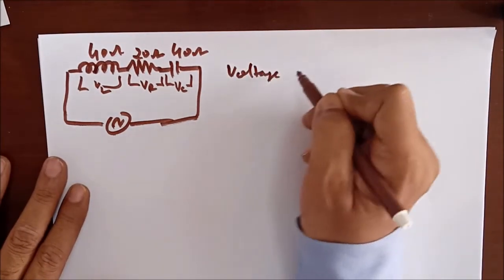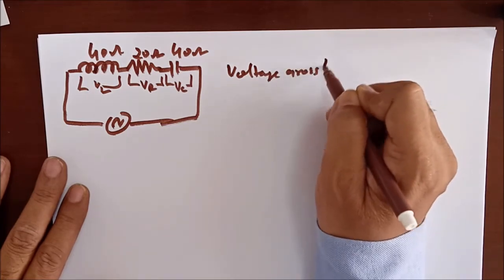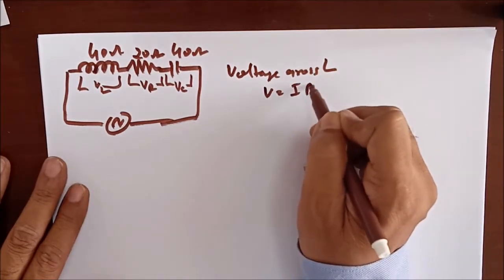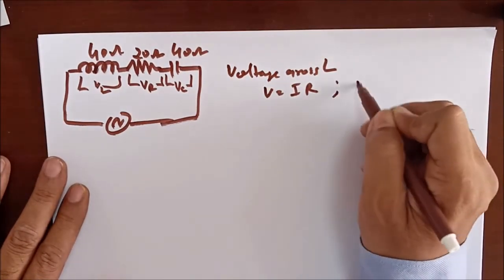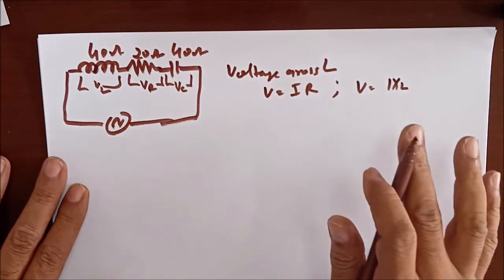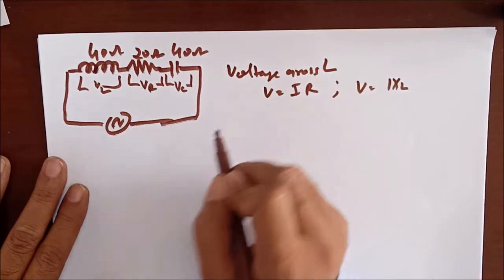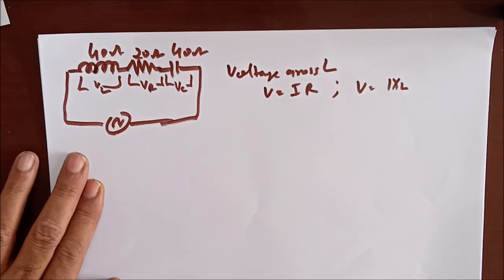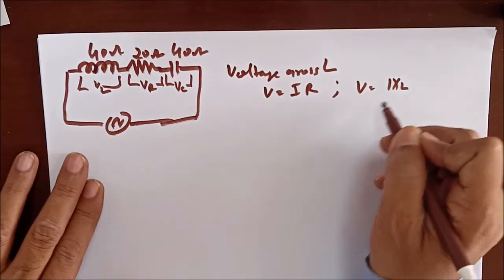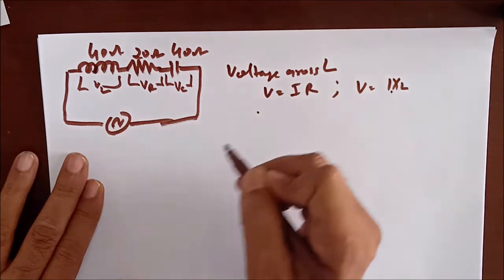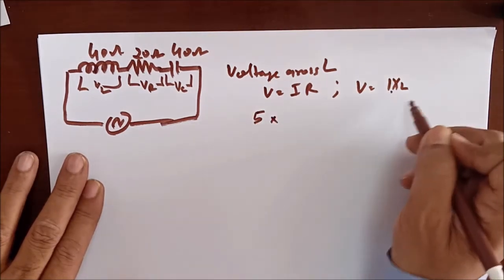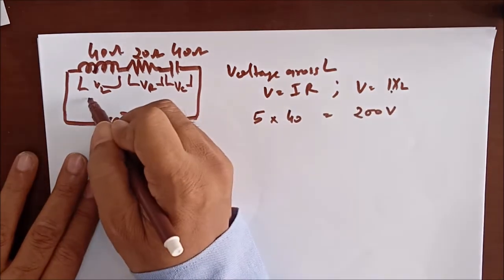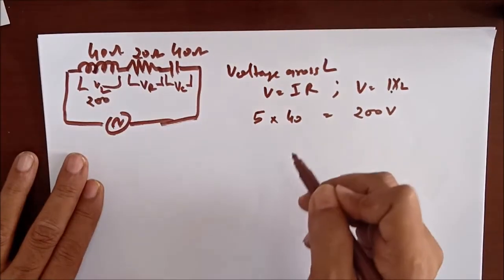voltage across L. So V is equal to I R, or here V is equal to I XL. This is the formula. V we already know, 120 volt is given to the circuit, but we know it component wise. So you know very well, it is 5 ampere into XL is 40. So 200 volt is across L.